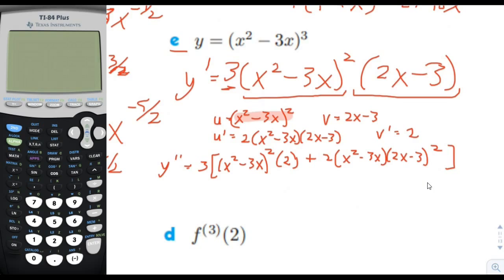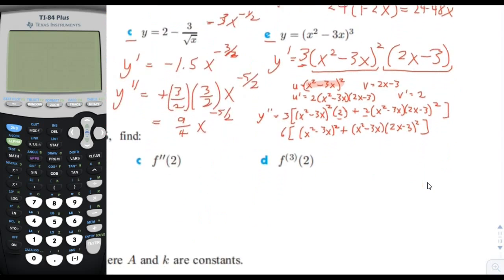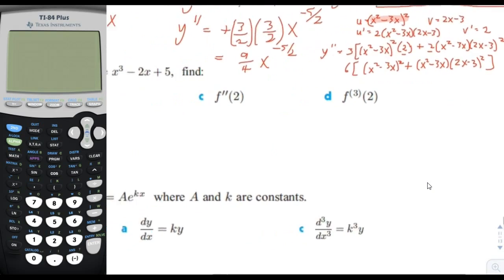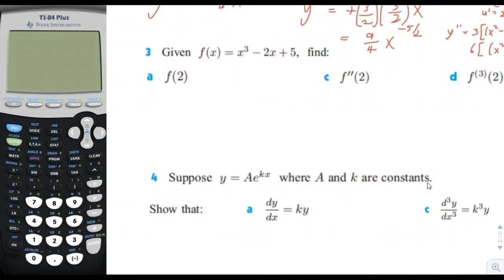Looks like we can factor out a 2, those two 2's, so we can have 6 factored out instead of 3. And then we'll have x squared minus 3x squared plus x squared minus 3x times 2x minus 3 squared. Okay? I don't know if that simplifies, but that's just algebra. Okay, 3a. Given that the function is equal to this, find the first derivative and plug in x equals 2.